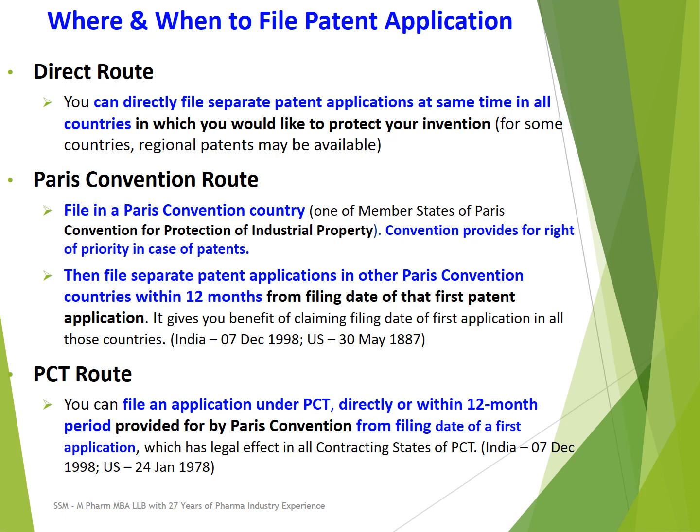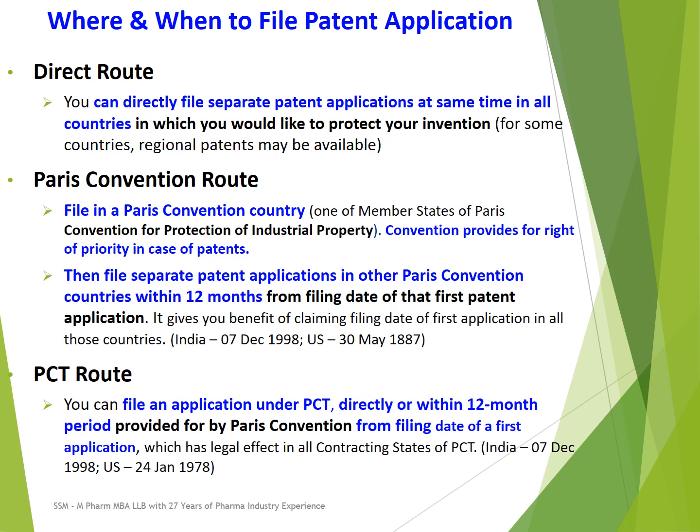So your PCT route gives you 30 months. The Paris Convention route gives you 12 months to file applications abroad. The direct route is not giving any time. In the direct route you have to file all applications on the same day. So these are the three routes for filing patent applications: through the direct route, through the Paris Convention route, through the PCT route.